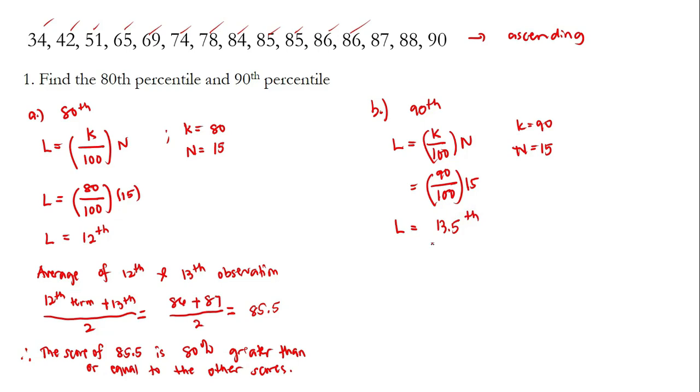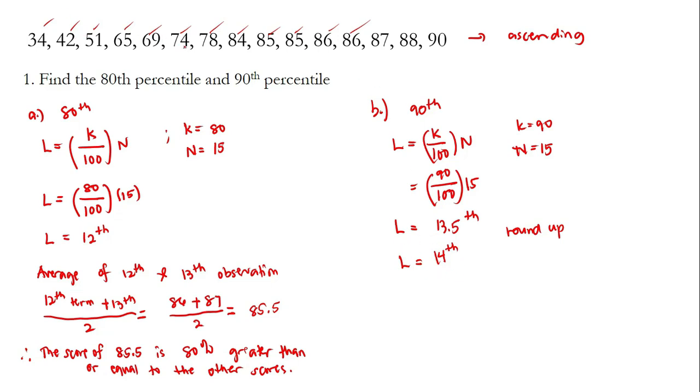Take note, class. Our position is in decimal number, not a whole number. What is the rule? If the position is not a whole number, we need to round it up to the next integer. We need to say the position is 14th, is in the 14th value. So what is in the 14th position?